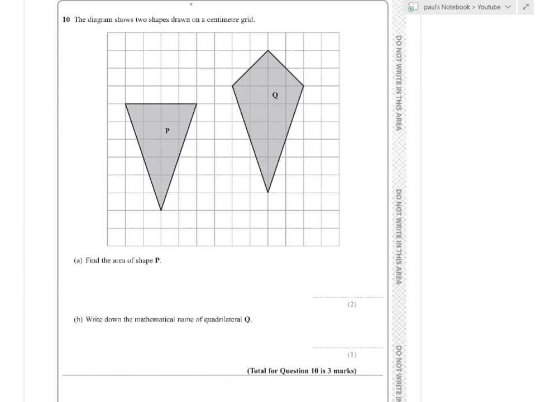The diagram shows two shapes. Find the area of P. So P is a triangle, half base times height. So it's a half times 4 times the height, which is 6. 4 times 6 is 24, so that's 12 centimeters squared. Write down the mathematical name for that funny shape. That's a kite.